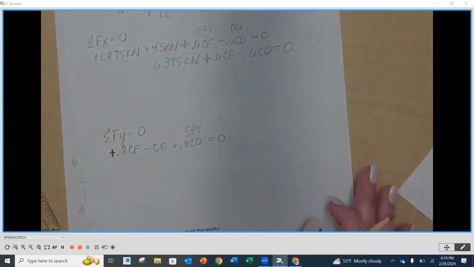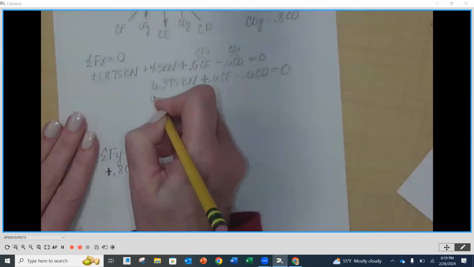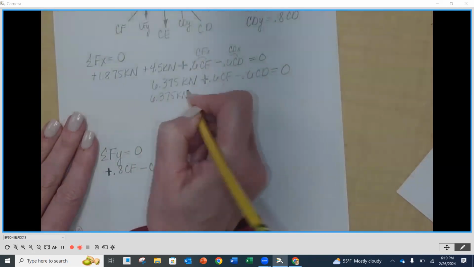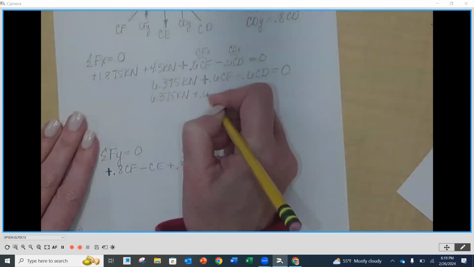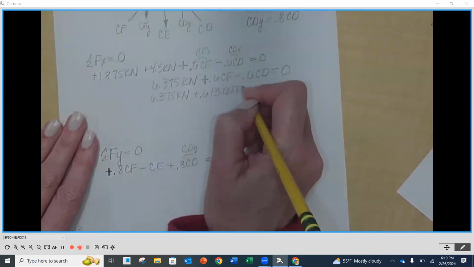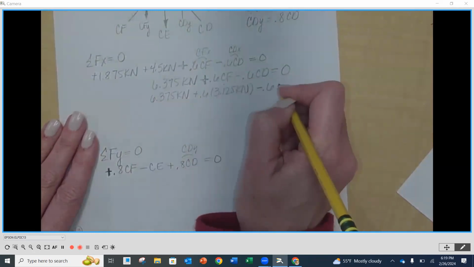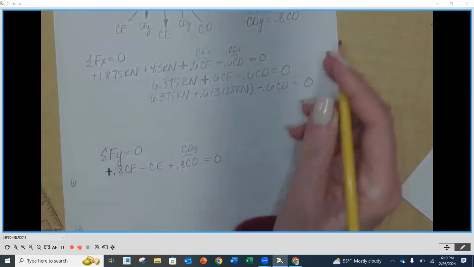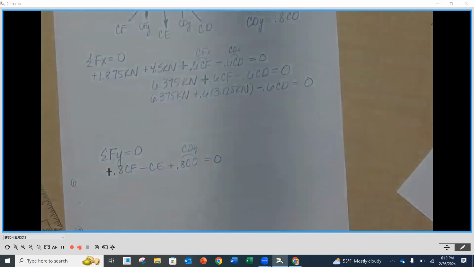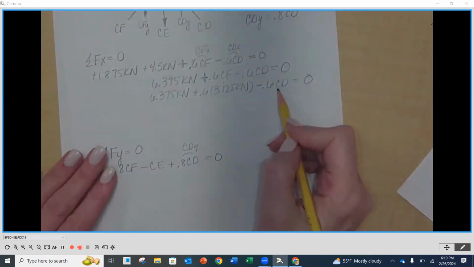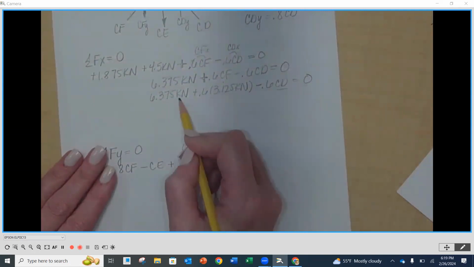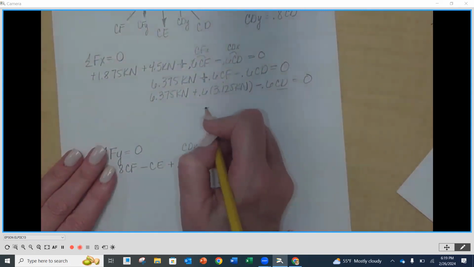Now we can go in and substitute our value of 3.125 for CF. So this is going to be 6.375 kilonewtons plus 0.6 times 3.125 kilonewtons minus 0.6 times CD is equal to 0. Notice that we only have one unknown here now. So we can solve for CD. Go ahead and do that. Combine these two, put them the other side.